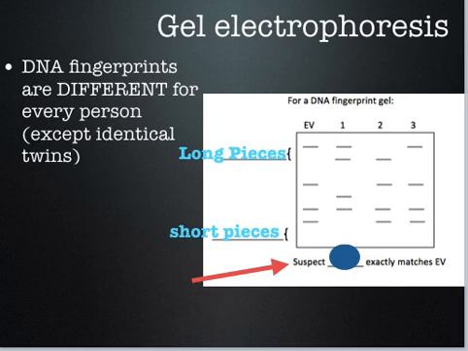Now, DNA cannot be the only evidence they have. Cops still have to have the 3 M's: motive, means, and opportunity. Sorry, MMO. All of that still comes into play.